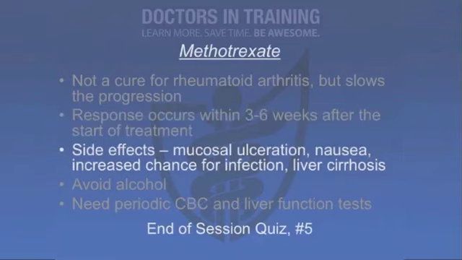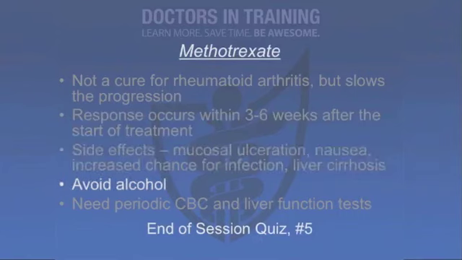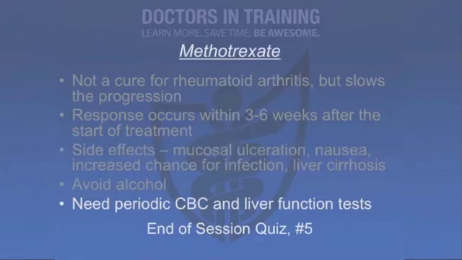So mucosal ulcerations, nausea. You can have an increased chance of infections, liver cirrhosis. You shouldn't drink alcohol. And there's going to need to be periodic blood testing. So you're going to check your CBCs, your liver function tests. So let people know this is a long-term medication. There are some side effects. It will require blood work. And if people are willing to tolerate that, and if their rheumatoid arthritis is bad enough, then they'll go, sure, let's do it.